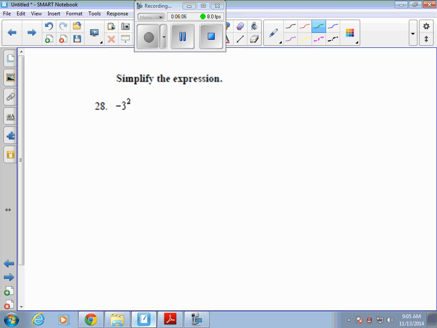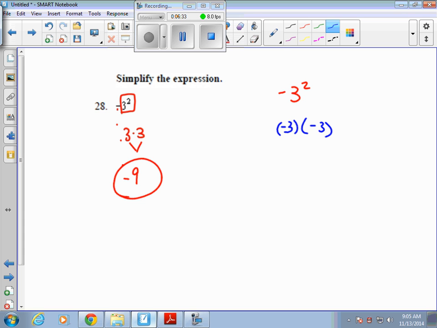And then finally, number 28 says negative 3 squared. Negative 3 is not being squared. 3 is being squared. So this means 3 times 3, which gives you 9, and then that little negative comes down in front of it to make it negative 9. If you read this negative 3 squared and you thought that it meant negative 3 times negative 3, this is getting you to understand it's not positive 9. It's only 3 squared, not negative 3 squared. And that's why the answer is negative 9.